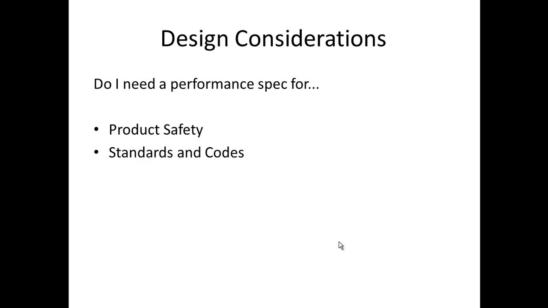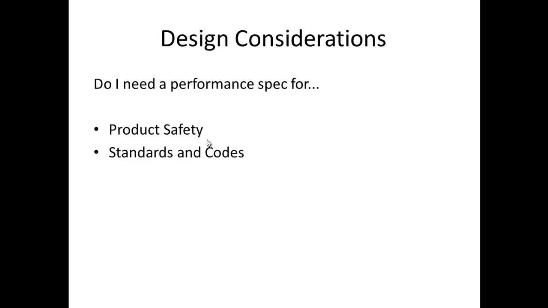UL will investigate your product based on a code. It's important very early in the design process to know what codes you want your product to adhere to. For example, I've dealt a lot in robot safety. And Underwriters Laboratories will evaluate a robot based upon, for example, UL 1740. That is a code.